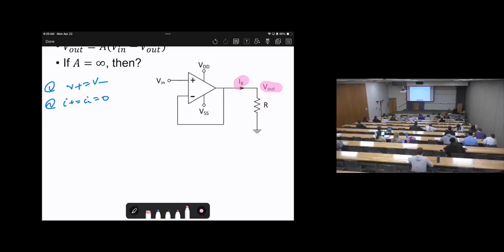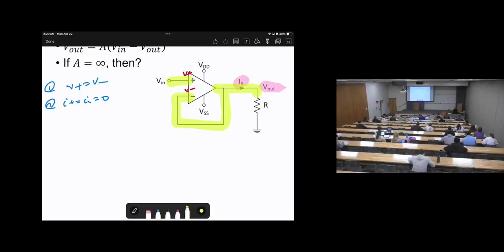How can I do it? You can label the nodes. This is V plus. This is V minus. Therefore, they are the same node. Let me change the node in different colors. This is a node, the green node. And V minus is the same as V plus. Then this is the green node, and all of this is the green node.